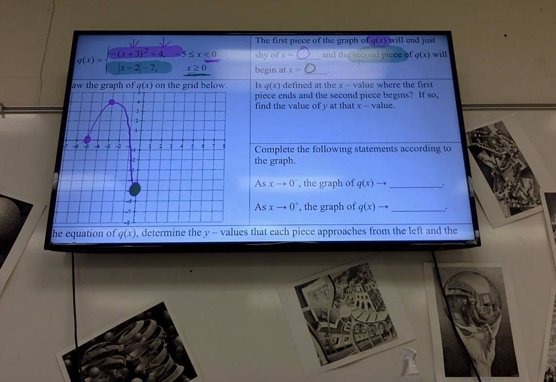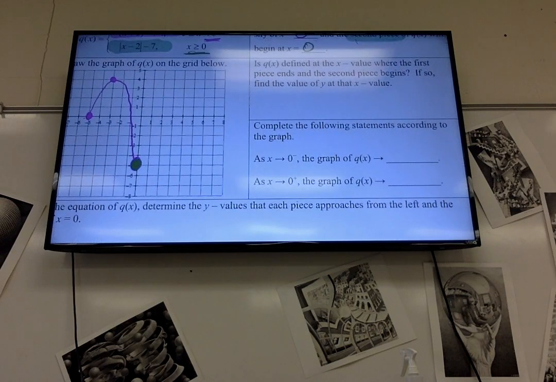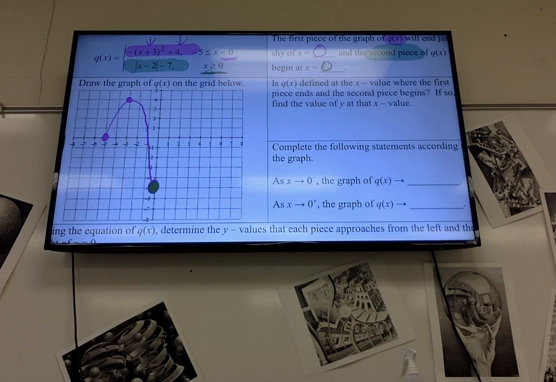Okay, so in this spot here is what we just did over here. Is q of x defined at the x value where the first piece ends and the second piece begins? If so, find the value of y at that x value. So what that means is, just like we already did, we plug in 0. And so that's where that negative 5 shows up. That's where we got this filled in circle. Thank you, Gisela, for saying that.